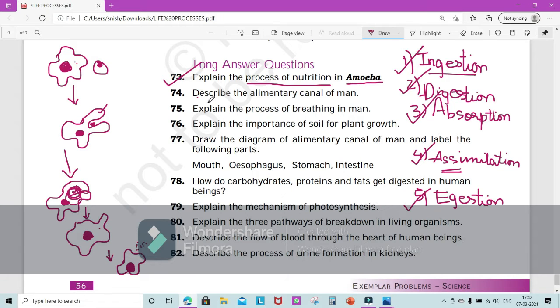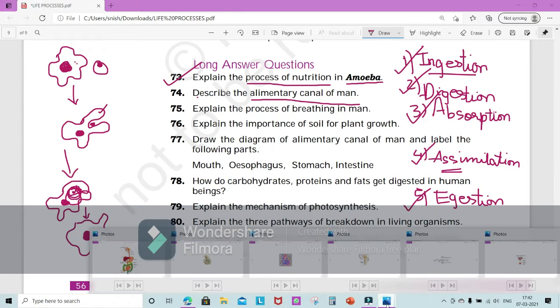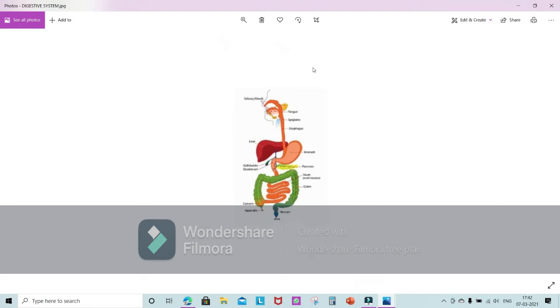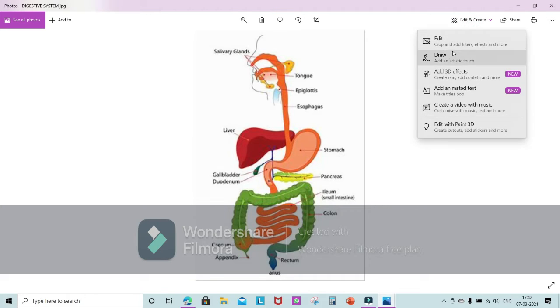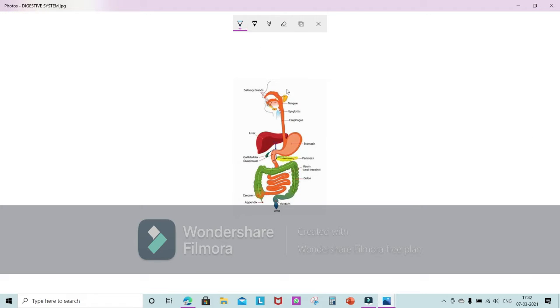Now, describe the alimentary canal of a man. Alimentary canal of a man, we know, right? The alimentary canal is right from the mouth, the buccal cavity, till the anus. So let's see that with some picture. Yeah, this is the picture I've got. So first the food enters the body through the buccal cavity.